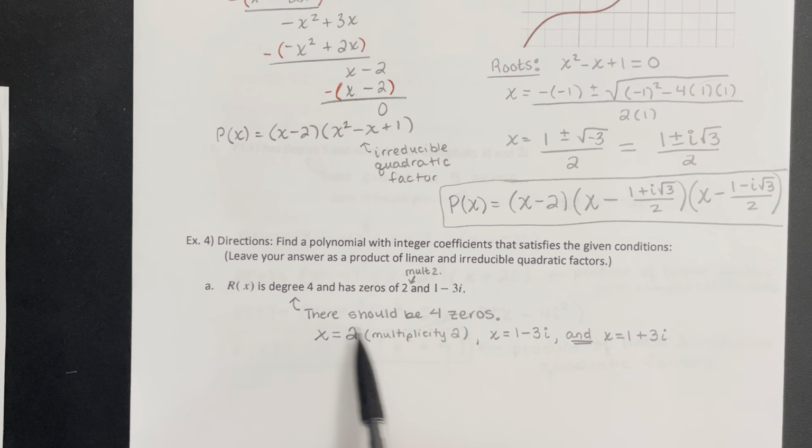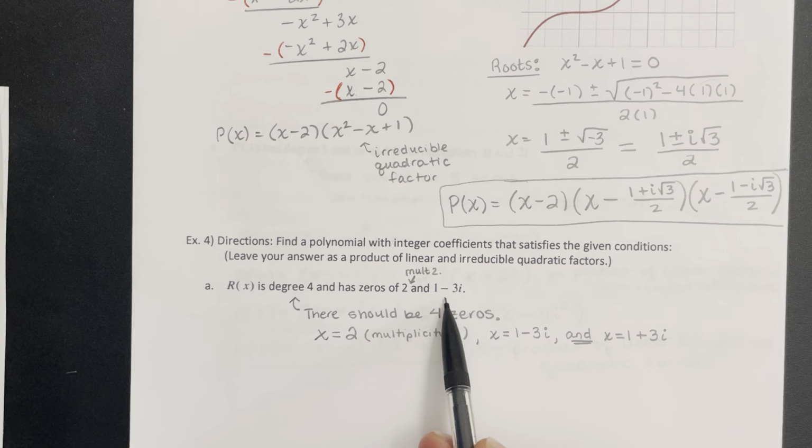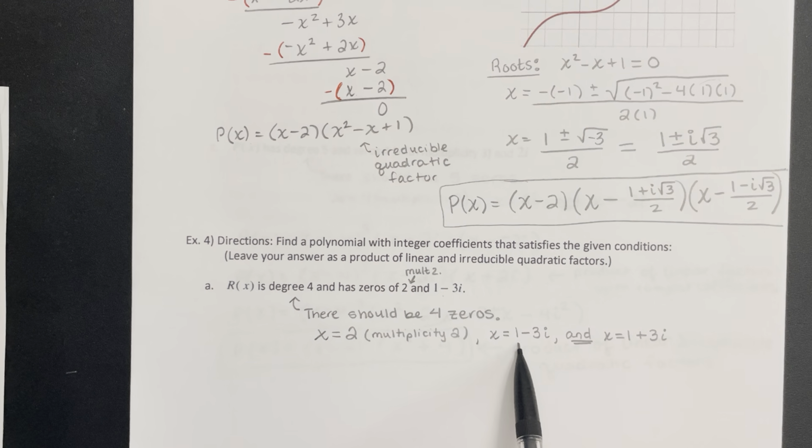We know that there should be 4 zeros. One of them is imaginary. So there is a 0 of 1 minus 3i that's given to us. Because we have an imaginary root, it always comes in a pair, so there's also one at 1 plus 3i. It wasn't explicitly told to us, but it doesn't even have to be. I know that it has to have one at 1 plus 3i and another at 1 minus 3i.